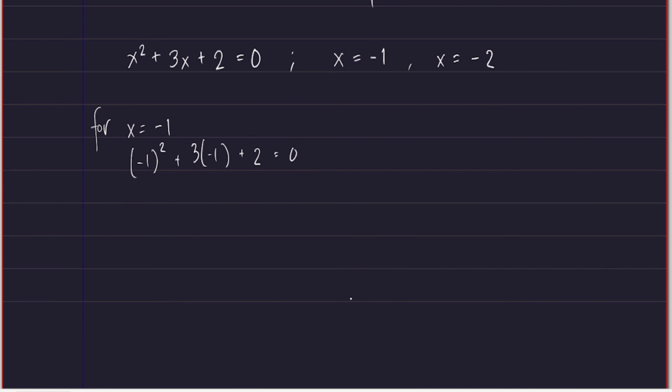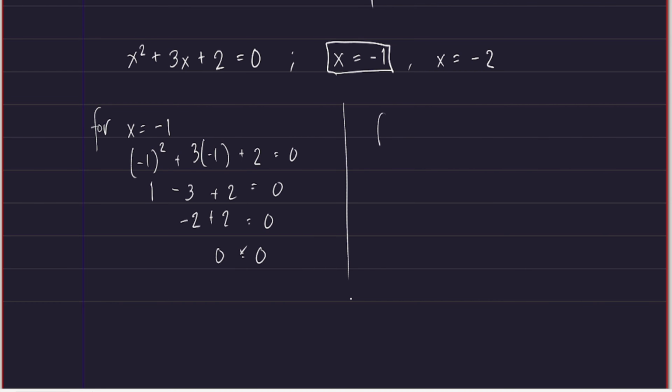Negative 1 squared is equal to positive 1. 3 times negative 1 is minus 3. And then we have plus 2 here. Equals 0. 1 minus 3 is equal to negative 2. So, plus 2, negative 2 plus 2 is equal to 0. And 0 is equal to 0. Therefore, tama itong x equals negative 1.